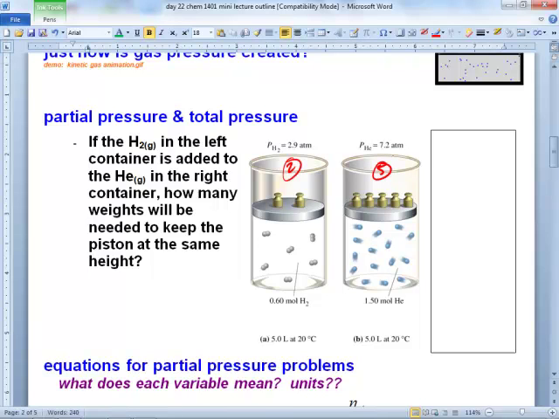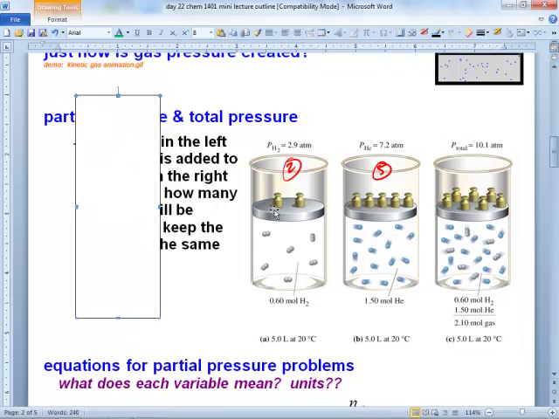Yeah, it's probably 7, right? And that's how it works. I move my little box here. Yeah, 7, right, to keep it at the same height. Okay. But we're not going to be talking about counting weights. We're just going to be messing with atmospheres, right?